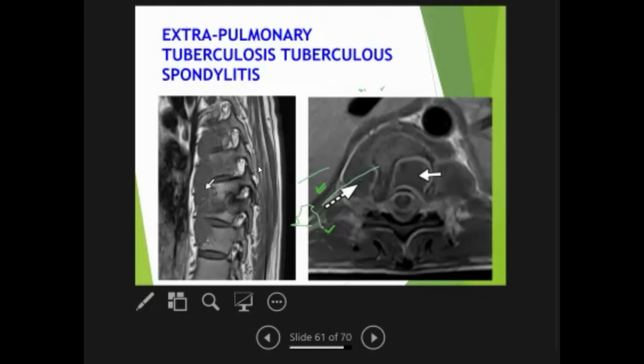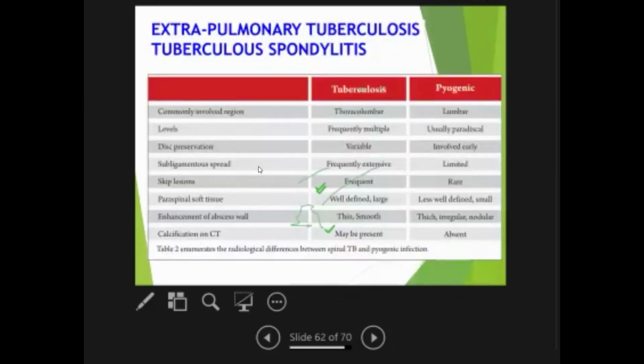You can see this spine with a prevertebral mass here. It's an abscess formation. And look here, you can see that the disc spaces are fairly preserved, so you can differentiate it from pyogenic infection. Several vertebrae are involved, with a large mass and fairly preserved discs.